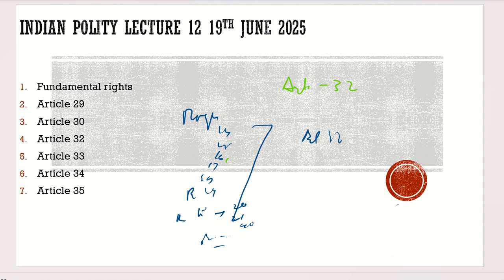What is this Article 32? Suppose the state restricts these rights that it is giving you. Suppose the state is giving you the right to live with liberty. You have everything. You have the right to freedom of religion. You have the right to speak whatever you want to speak. You have the right to form an organization. Everything is given to you.